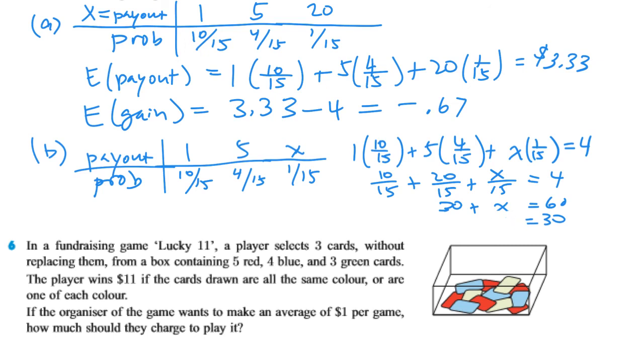So when I solve for x, I'm just going to get x equals 30. So I have to increase Gold's payout to $30 for this to be a fair game.